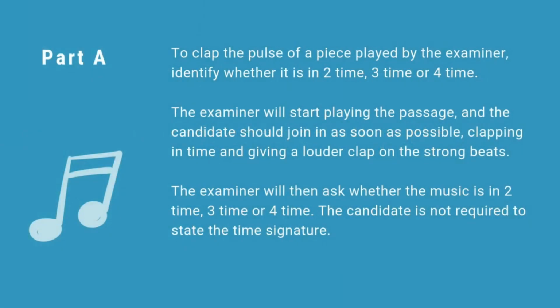First, let's take a look at Part A. To clap the pulse of a piece played by the examiner, identify whether it is in 2-time, 3-time or 4-time. The examiner will start playing the passage, and the candidate should join in as soon as possible, clapping in time and giving a louder clap on the strong beat. The examiner will then ask whether the music is in 2-time, 3-time or 4-time. The candidate is not required to state the time signature.